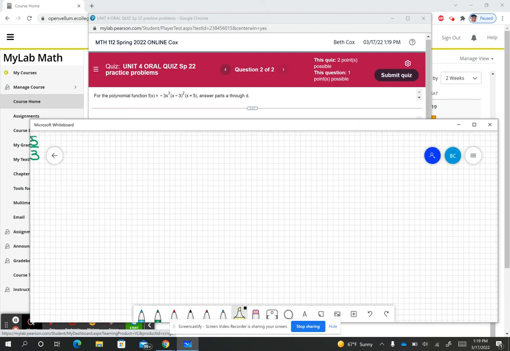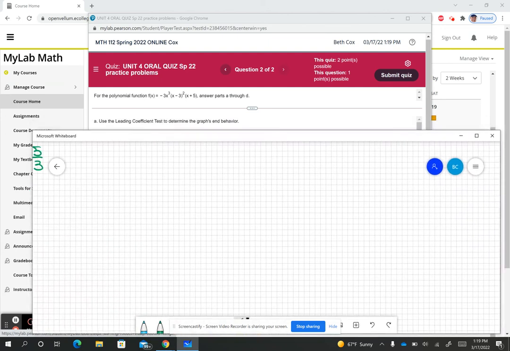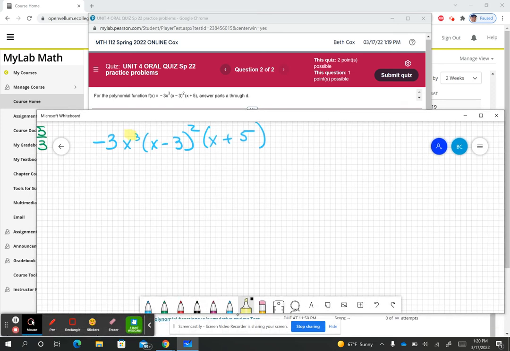Okay, number 2, we're going to answer parts A through D, leading coefficient test. So we have negative 3x to the third, x minus 3 to the second, x plus 5. My leading coefficient is going to come from multiplying all those together. I'm going to multiply this times this to the second times that. My leading coefficient is going to be negative 3x to the sixth.